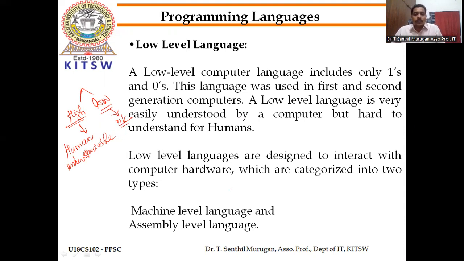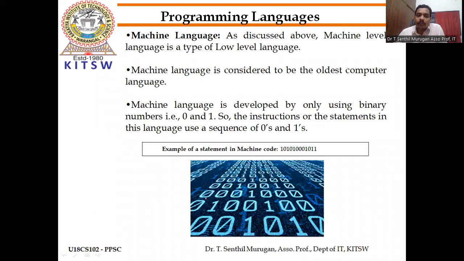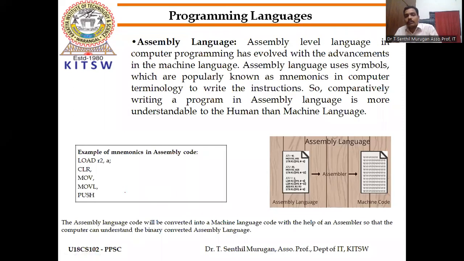Okay, the computer, as we already discussed, will understand only zeros and ones. So to interact with the computer hardware, we need some languages. There is low-level language like that. Again, low-level language is classified into machine-level language and assembly-level language. What is machine-level language? Machine-level language is one type of low-level language. Normally, the computer uses zeros and ones, so the machine will understand this language. That's why we say this is machine-level language.